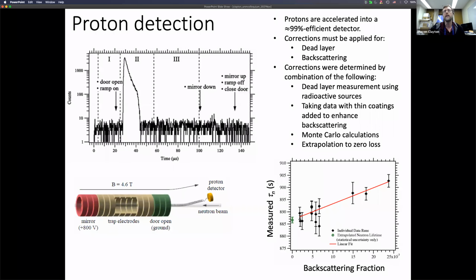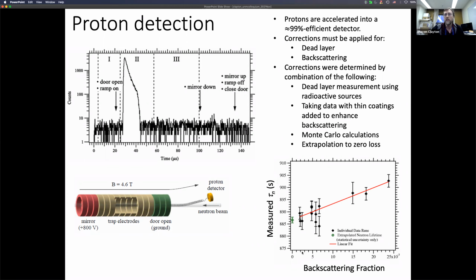So the proton detection, it hasn't been updated as far as I know, although I'll talk about their latest one in a second here. So basically protons are accelerated into this kind of 99%, one hopes, efficient detector. They have to apply corrections for dead layer and backscattering in that detector because they do need this absolute efficiency to be known. So the corrections were determined by some combination of basically measuring the dead layer with radioactive sources, taking data with these detectors with a thin coating on the window to enhance the backscattering, which is a loss. Then some combination of Monte Carlo calculations and extrapolation to zero loss.